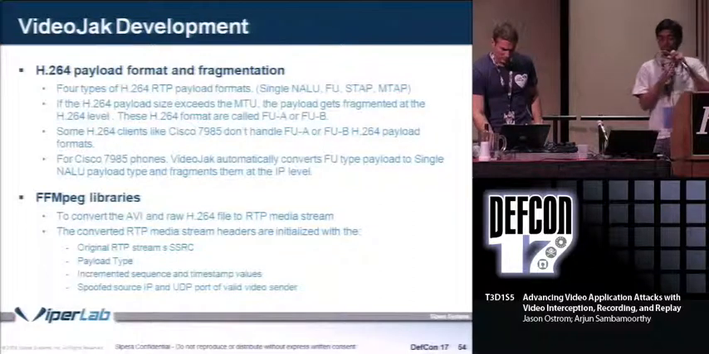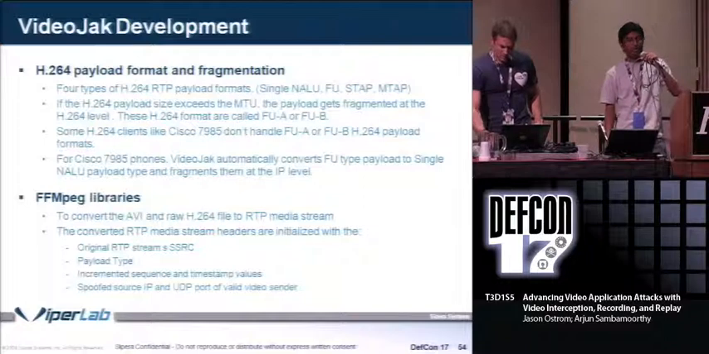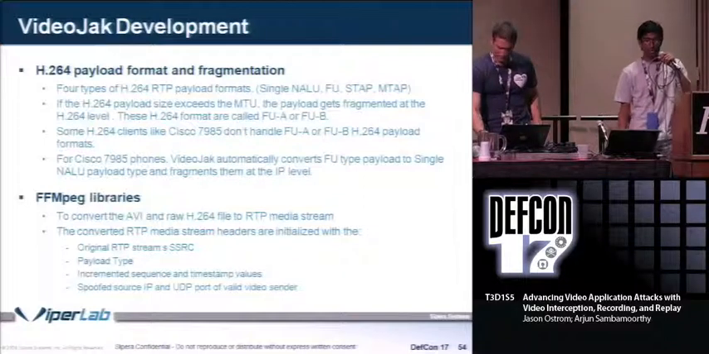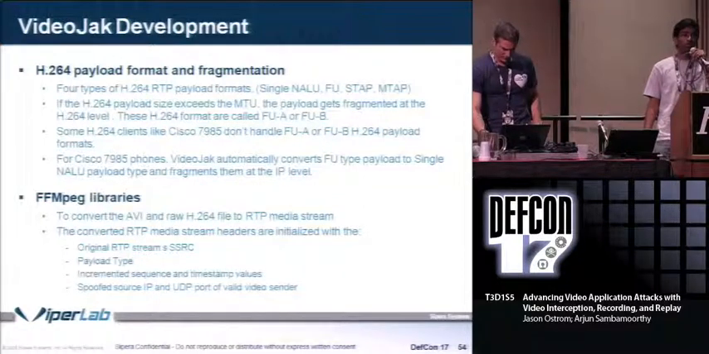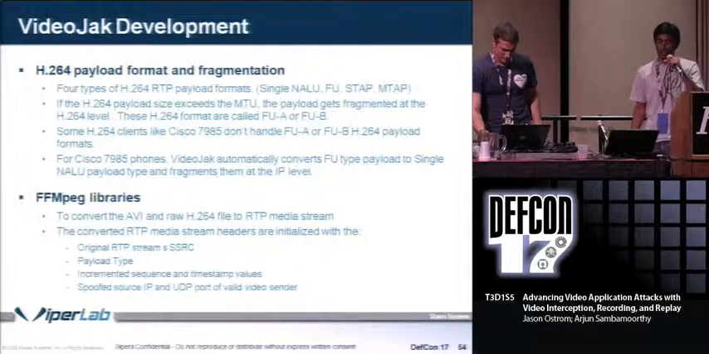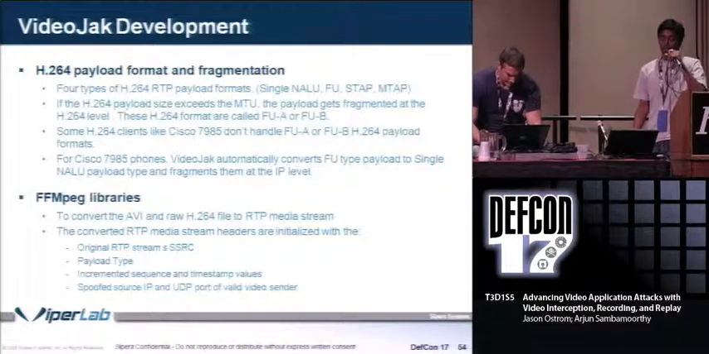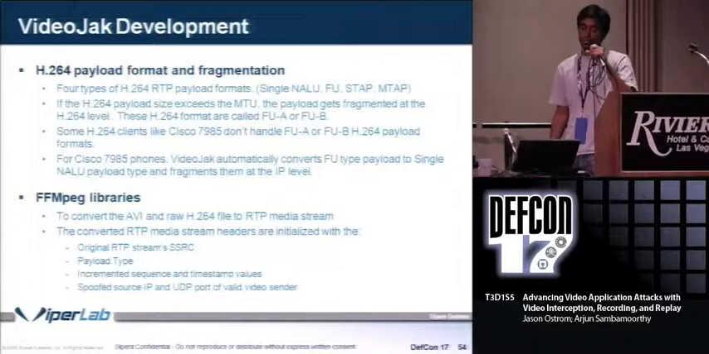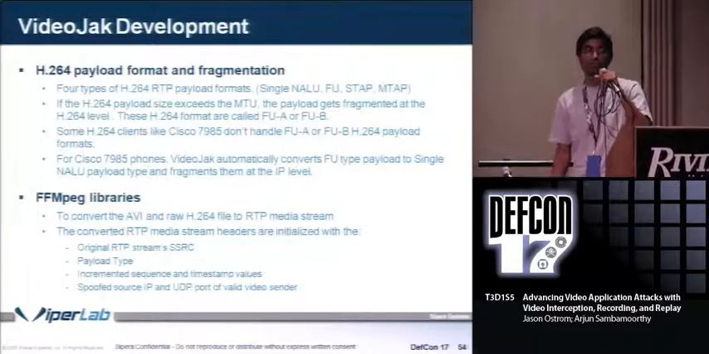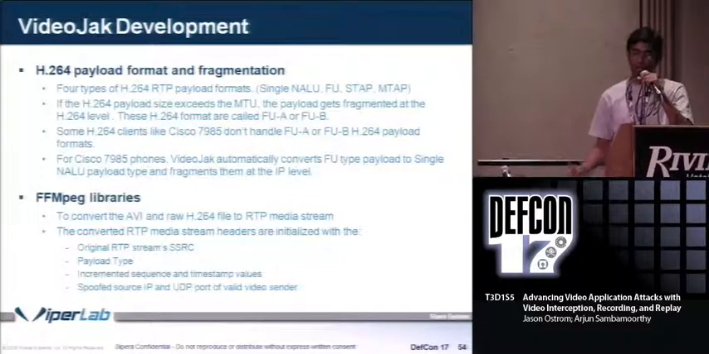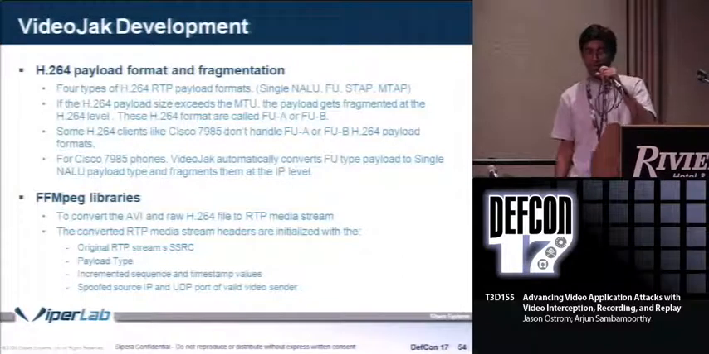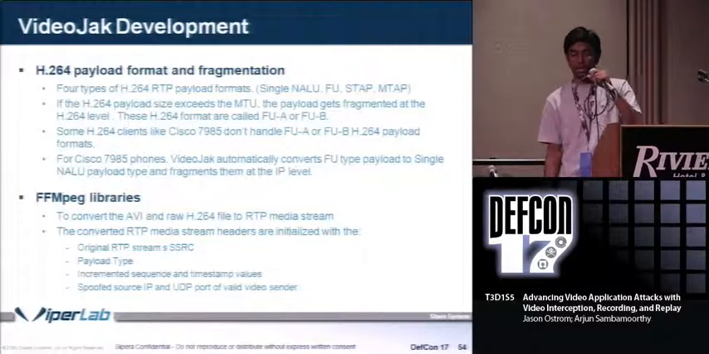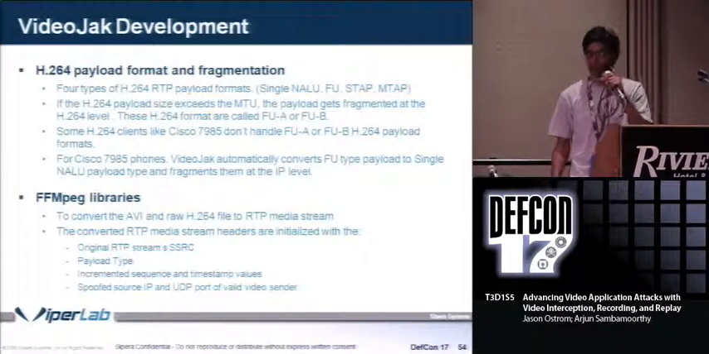VideoJack also uses the FFmpeg libraries to convert the AVI and the raw H.264 file format to an RTP media stream. The converted RTP media stream will be initialized with the original RTP stream's SSRC, payload type, increased sequence and timestamp values, and the spoofed source IP and UDP port of the valid source sender.